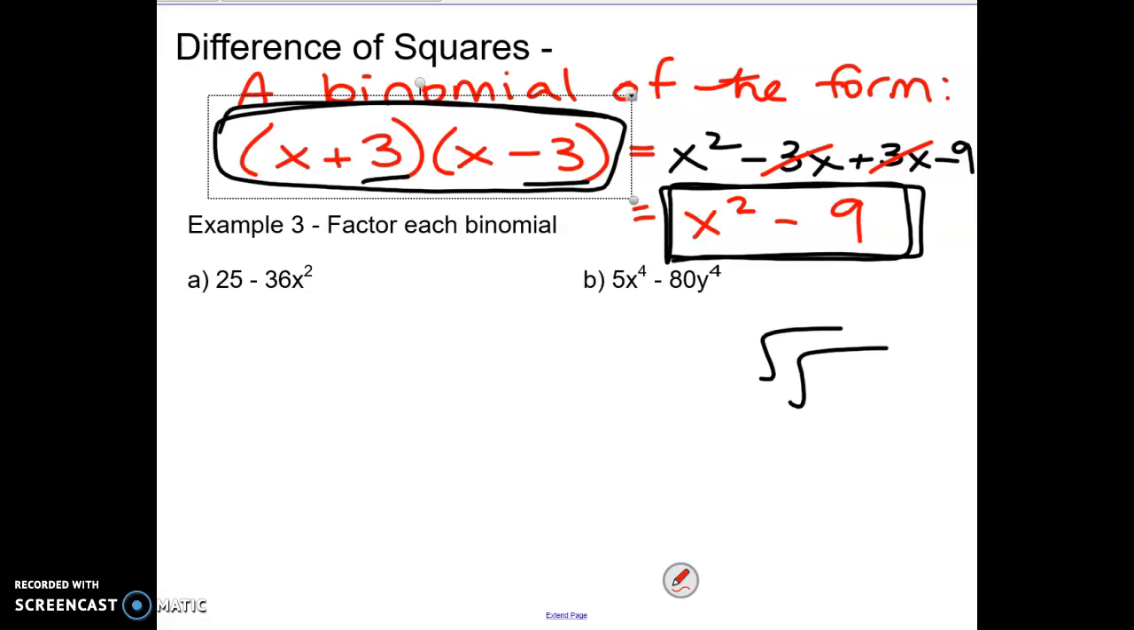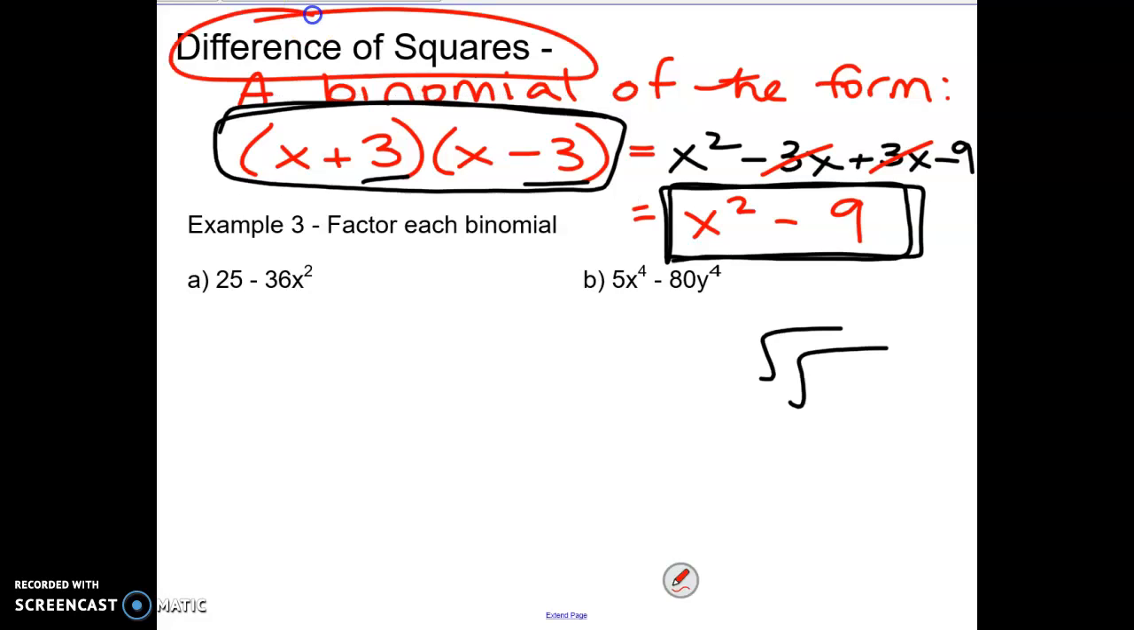So the first thing you should ask yourself is if it fits the difference of squares pattern. So I look at the front part, and I say, okay, 25, that can be square rooted nicely. What's the square root of 25? 5. How about 36x squared? Is 36 a perfect square? Yes. What about x squared? Is that a nice square number? Yes, it is. So I have two squares with a subtract in the middle. That means it's a difference of squares.